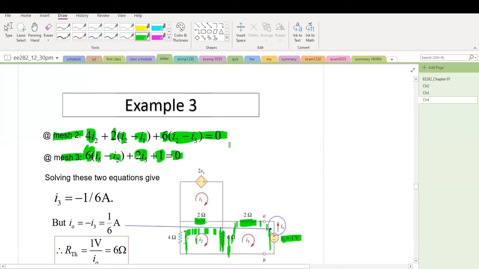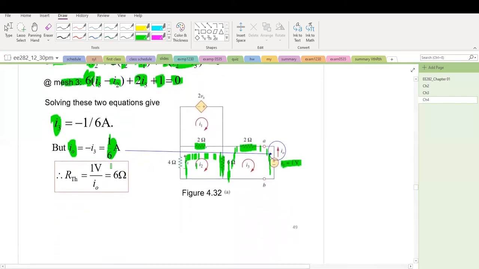Now we can solve these 3 equations using MATLAB, using a matrix. Once we obtain I3, we obtain I naught. I naught equals 1/6 A. So therefore RTH equals 6 ohm.